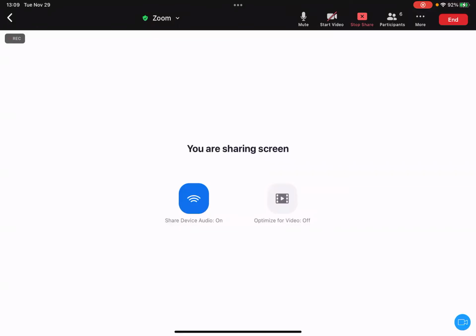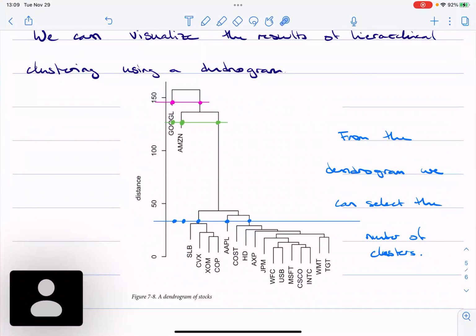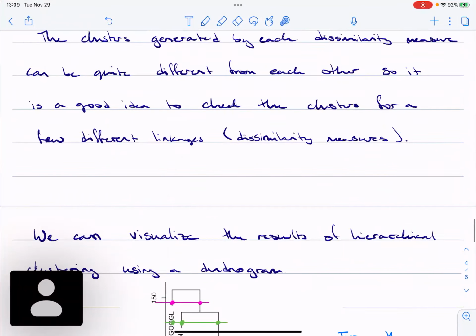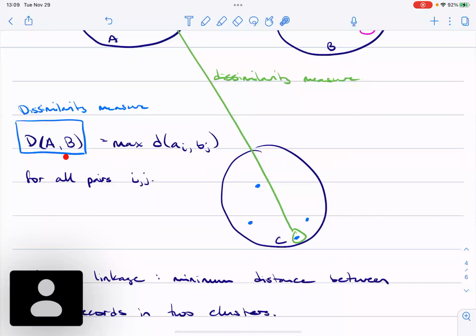Can you please once again explain the distance on the y-axis? What is that? Okay, let's see here. This distance is going to be whatever it was set to be. So the dissimilarity measure is, now I'm doubting myself, but don't doubt yourself. It's the dissimilarity measure, I'm pretty sure.